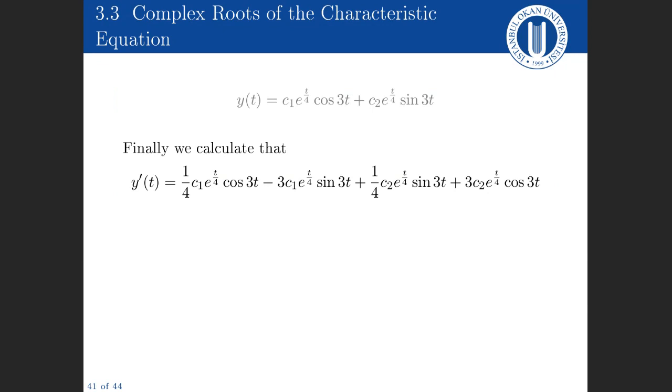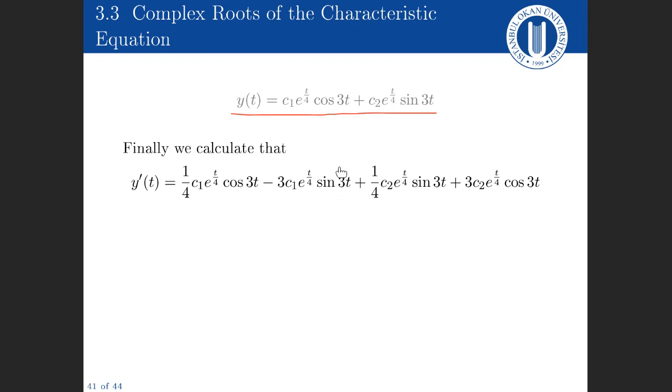I've put our solution at the top. We need to differentiate this before we can go any further. Using the product rule, first I'm differentiating e to the power t over 4 to get a quarter e to the power t over 4. And then I'm differentiating cos 3t to get minus 3 sine 3t.